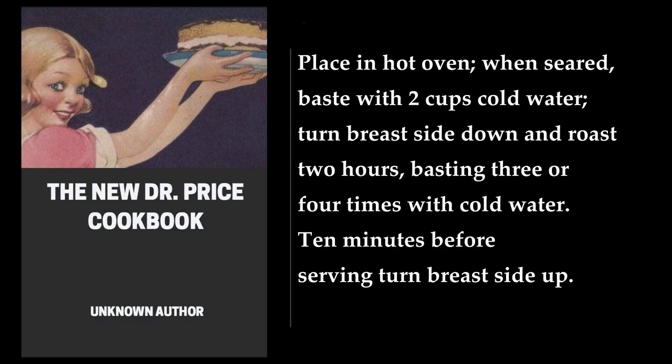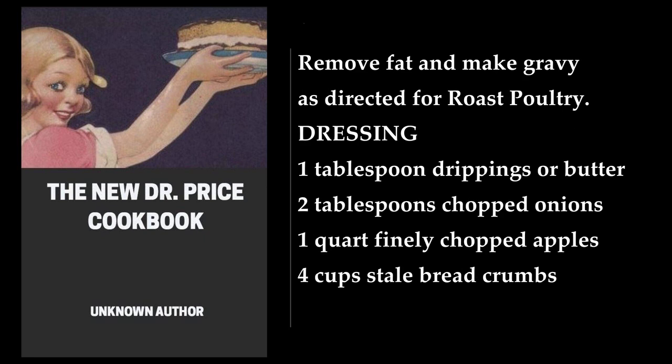Place in hot oven, when seared, baste with 2 cups cold water. Turn breast side down and roast 2 hours, basting 3 or 4 times with cold water. 10 minutes before serving turn breast side up. Remove fat and make gravy as directed for roast poultry.